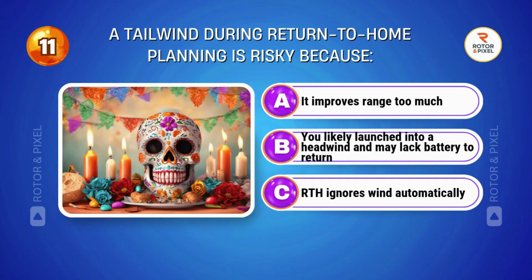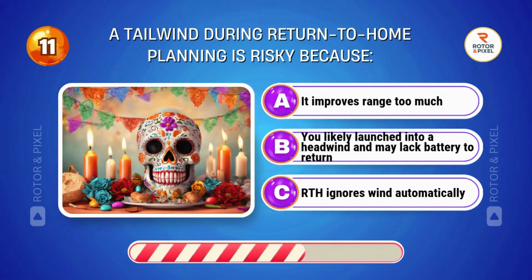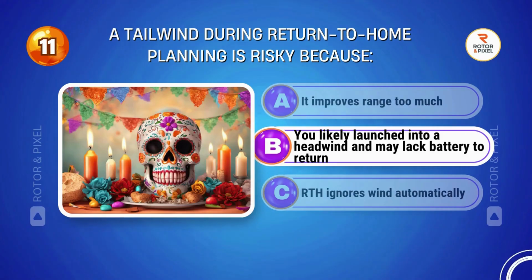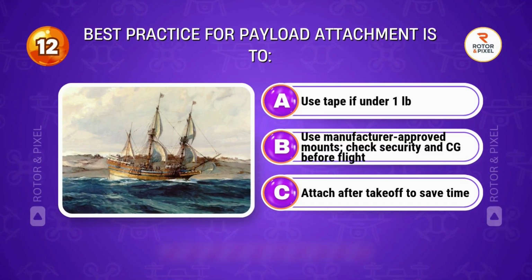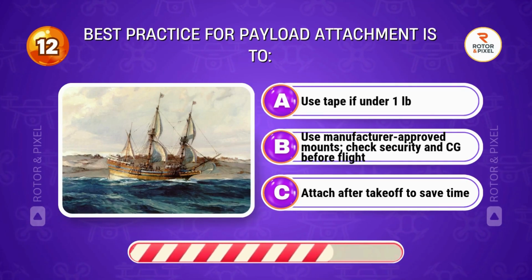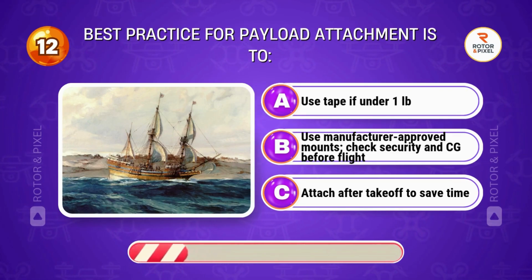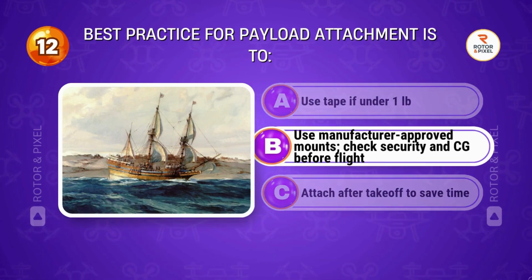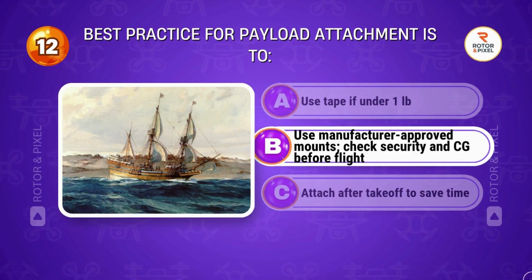A tailwind during return to home planning is risky because Answer B, you likely launched into a headwind and may lack battery to return. Best practice for payload attachment is to Answer B, use manufacturer-approved mounts, check security and CG before flight.